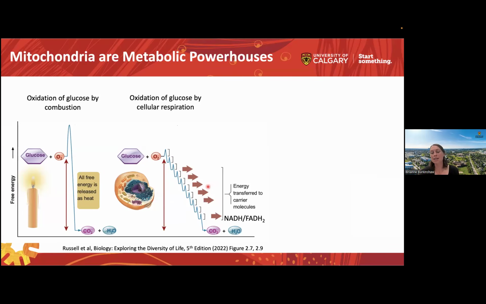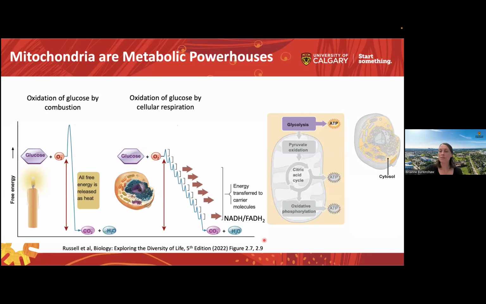So what's happening is that high energy electrons are transferred from glucose onto these carrier molecules called NADH and FADH2. Okay, so if we think about where this is happening, here's our eukaryotic cell. We have our cytosol, the fluid within the cell, in orange here. So during cellular respiration, the energy from our food is going to enter the cell.